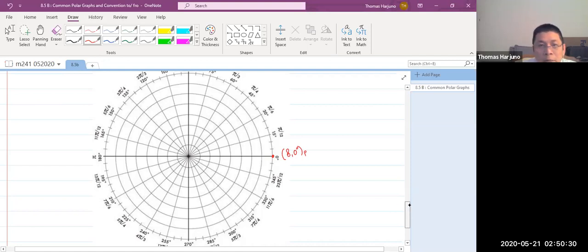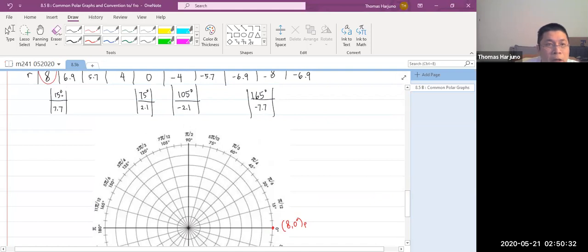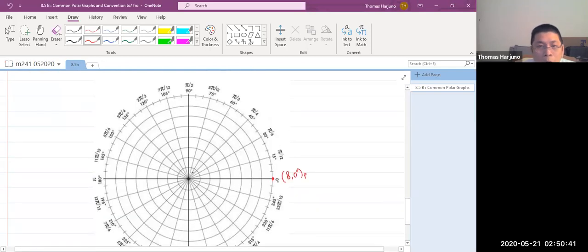And then at 15 degrees is 7.7. So when I go in this 15 degrees direction, I go 7.7. 1, 2, 3, 4, 5, 6, 7, more than half, 7.7. So it's approximately here.